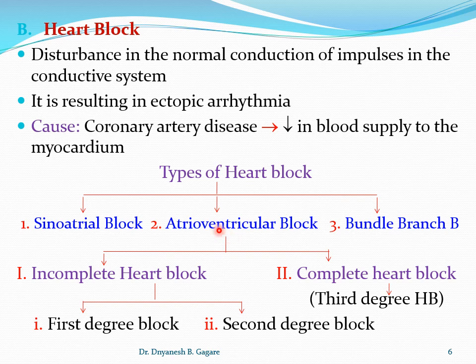We'll go there. But before that, in classification, the atrioventricular block is again divided into incomplete heart block and complete heart block. Incomplete heart block is divided into first degree heart block and second degree heart block, while the complete heart block is also called the third degree heart block. So one of the classifications is first degree heart block, second degree heart block, third degree heart block. Like this it is a classification of heart block. Now see one by one.